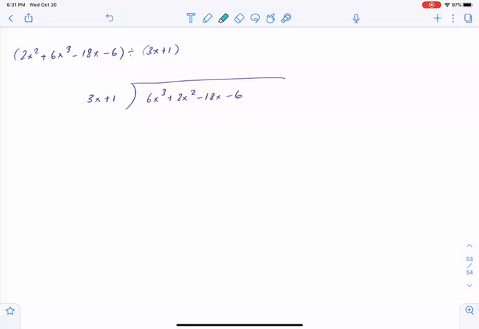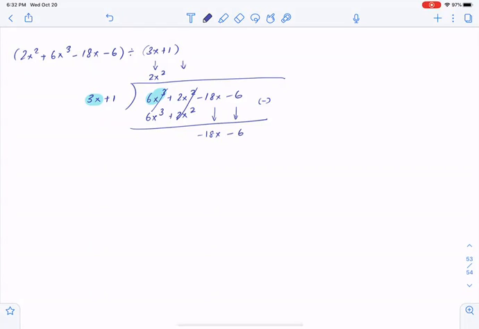I've got to multiply 3x by some expression or number so that I get 6x cubed. So if I put 2x squared here, 3x times 2x squared is 6x cubed, 1 times 2x squared is 2x squared. I subtract, 6x cubed would go away, 2x squared minus 2x squared will get cancelled. Nothing here and there, so I can pull that down.